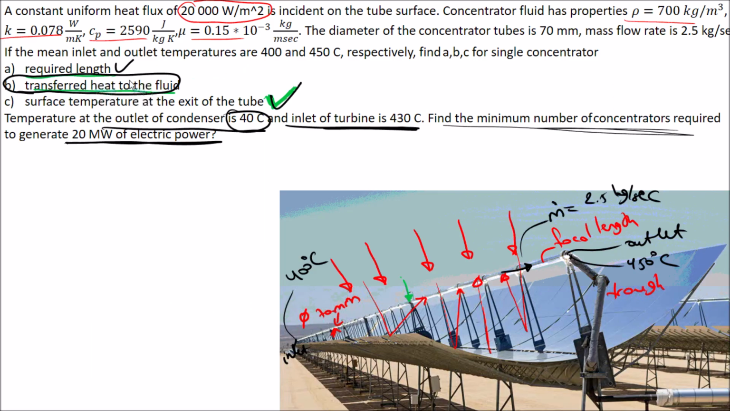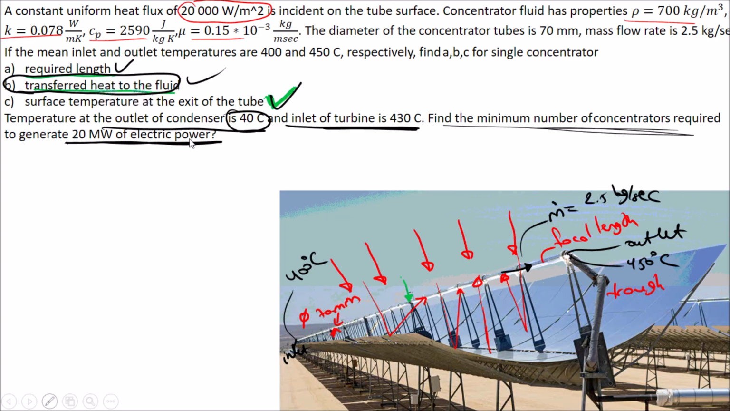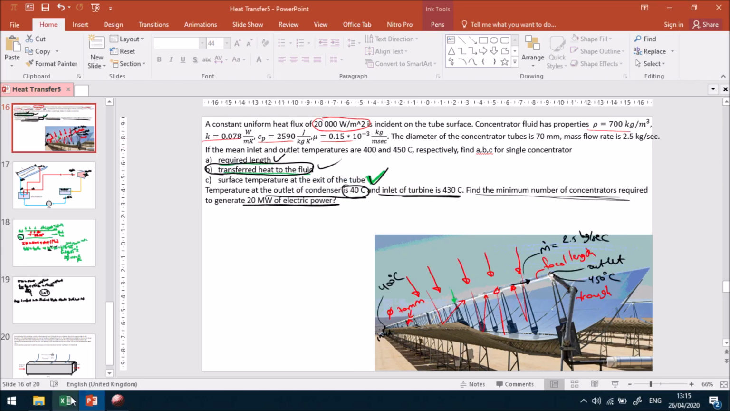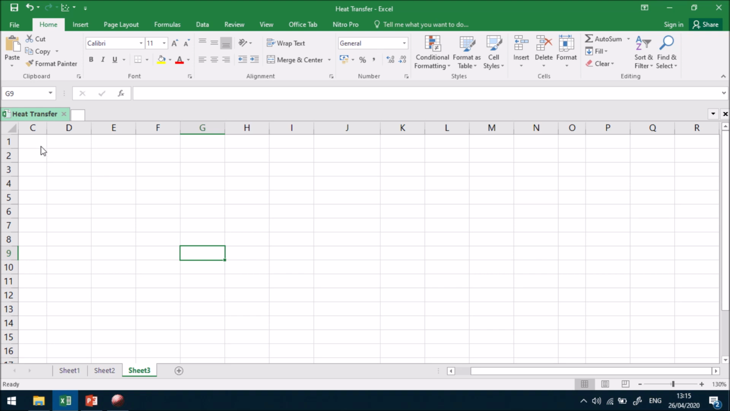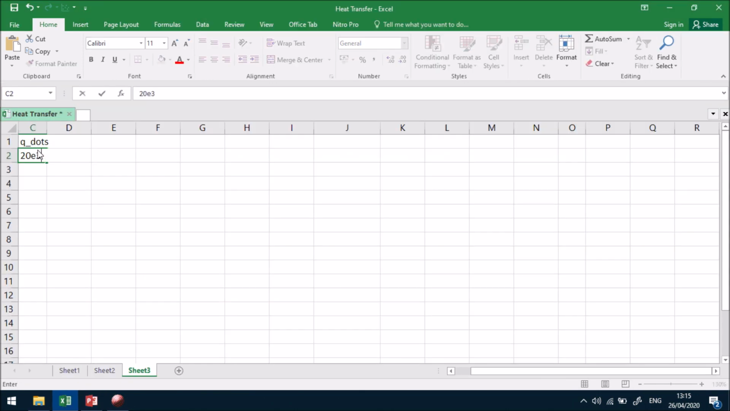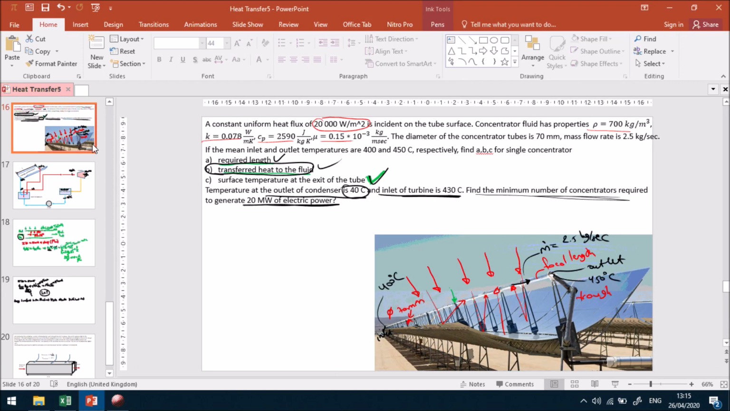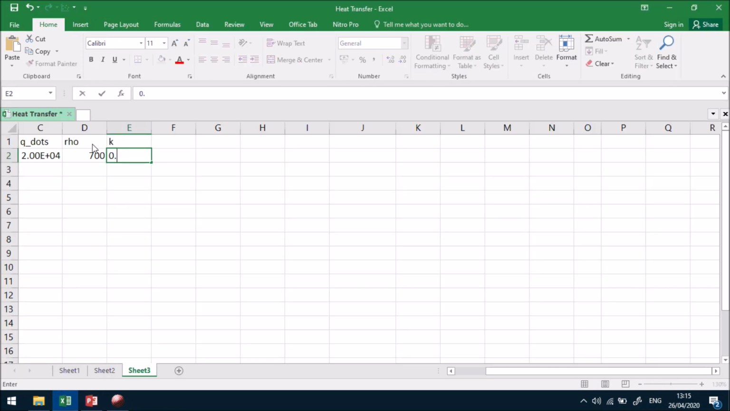So we have solved the first three parts. Now let's solve it and finish the problem, and then move on to the next part. I will solve the problem in Excel because it is easier to deal with Reynolds number to the power of 0.8. So let's write the values here. I have Q dot S, which is 20,000, and also the rho, which is 700. I have the K value, which is 0.78.